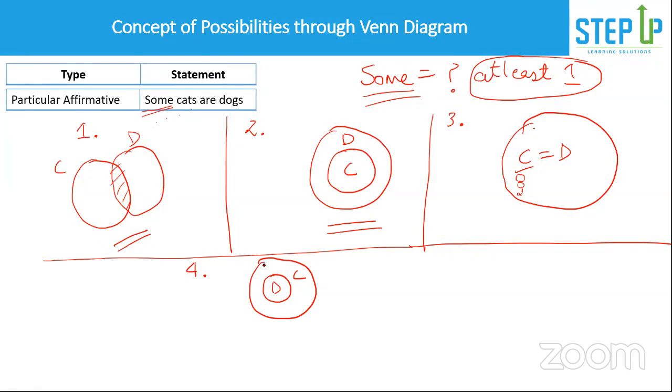Because see, cat meaning all these are cats, right? Multiple cats. Look at this particular one. Imagine this is a cat. Will this be a cat? Yes, because it is in the larger cat circle. And is it in the dog circle? Yes, it is also in the dog circle. So can I say from this that at least one cat is a dog? Correct, we can say that. So therefore, even the fourth one is correct.